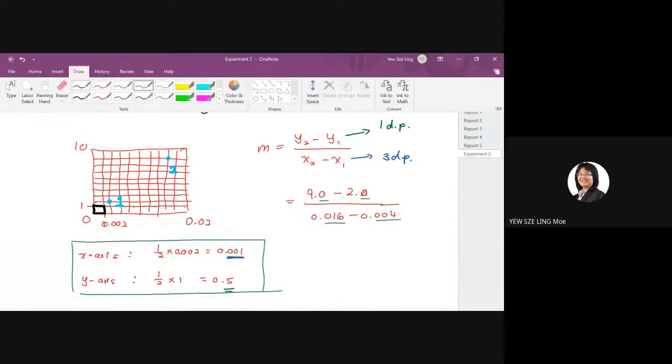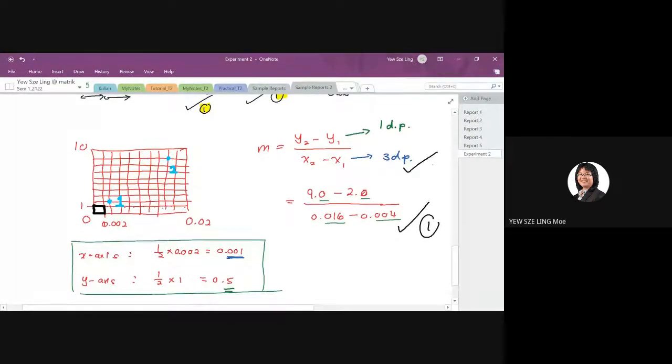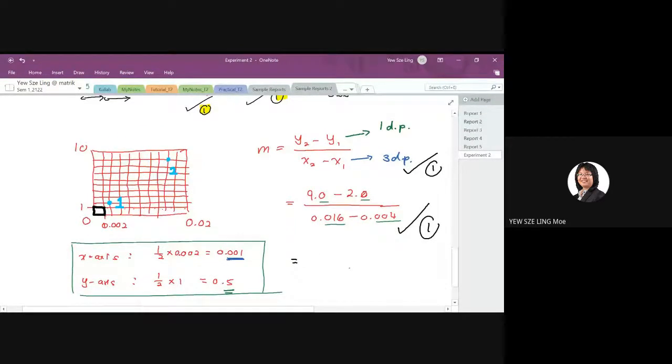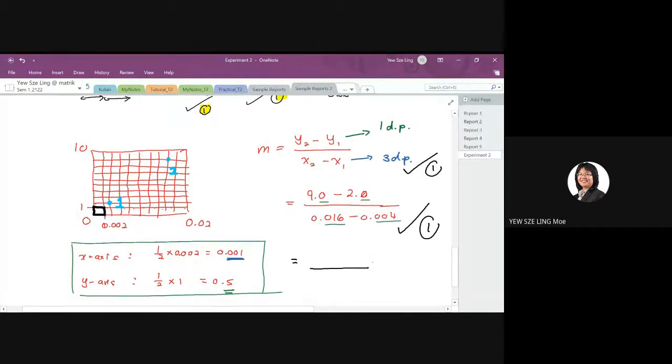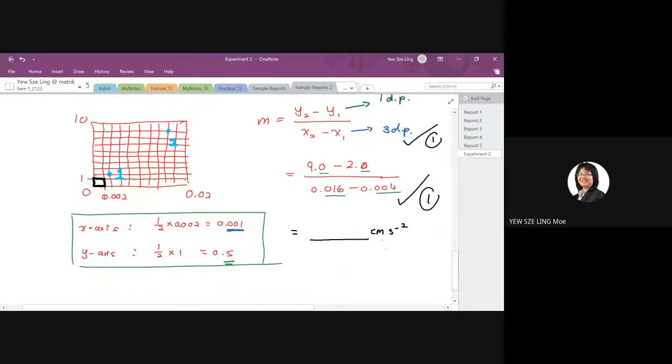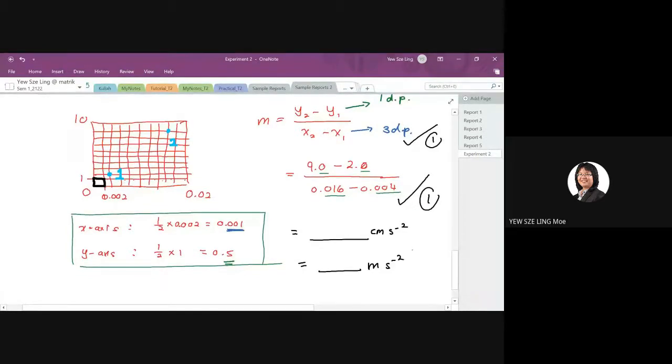If you substitute all 4 values with the correct decimal places, 1 mark. If you write down the equation, 1 mark. Final answer with the correct unit. Now you use y divided by x, so it is cm s^-2. But now I want you to change cm s^-2 into m s^-2, because in your practical test, sometimes they want everything in SI units. So the correct answer with unit is another 1 mark. 3 marks for the calculation of the gradient. If you want to calculate the triangles together, then 4 marks for the gradient.